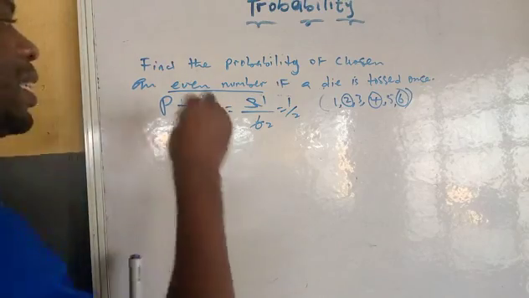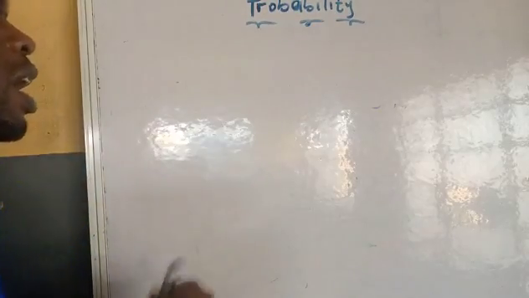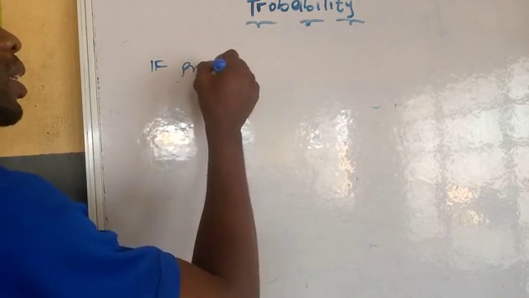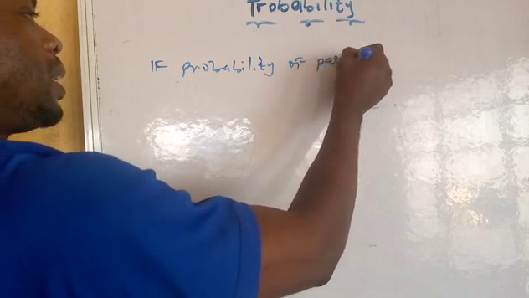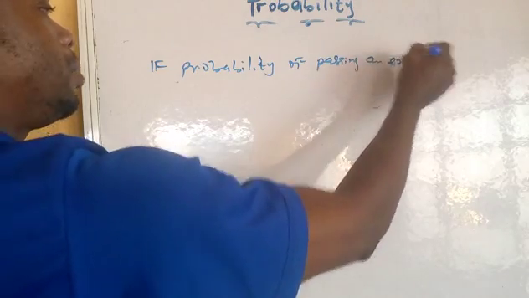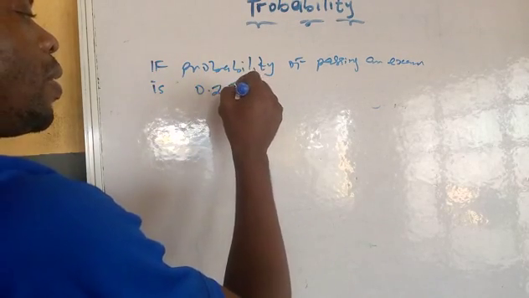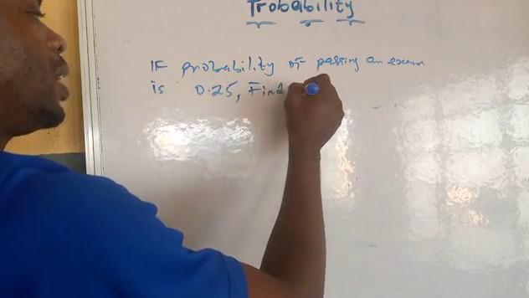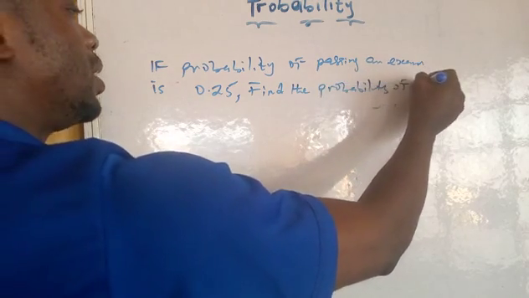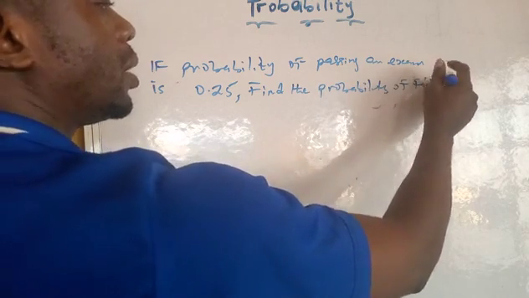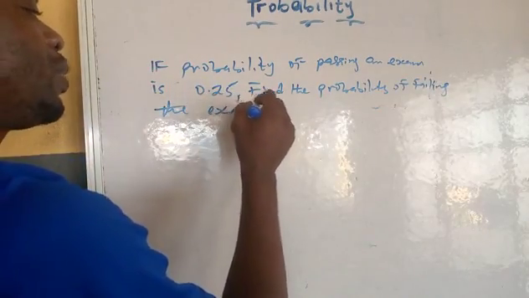Okay, so let me have this. So what if you have this question? If the probability of passing an exam is 0.25, find the probability of failing the exam. So it's just very simple.